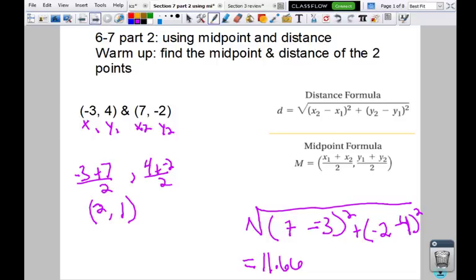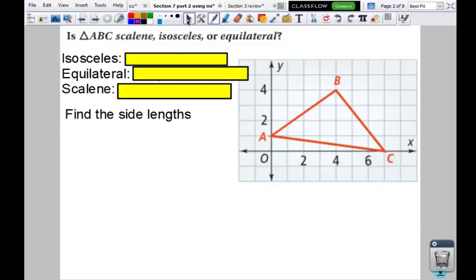So, we are actually going to be using these today, and this time around, we're going to be looking at some shapes, and we're going to be classifying shapes for the most part. So we're going to start off by looking at this triangle, and I want to know, is triangle ABC scalene, isosceles, or equilateral?